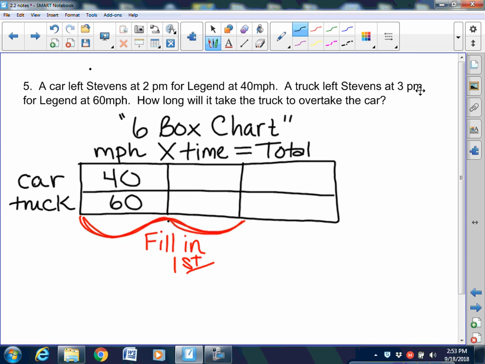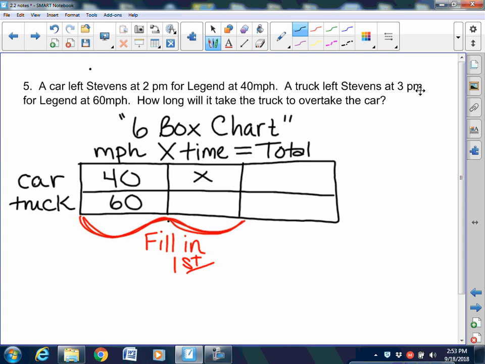So we filled in those two boxes, just like that. We know that the car left at 2, and we know that the truck left at 3, but we don't know how long it will take the truck to overtake the car, right? So under time, there's going to be a variable, just like all the other problems had a variable. You can put the variable in any spot you want. You could put the variable here, or down here. It's up to you. You have a choice. You can put it there, or you could put the x here.